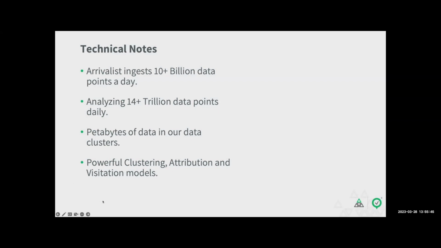And I just wanted to briefly touch on some of the technical aspects of our decision making for visualizations. Here at Arrivalist, we ingest over 10 billion data points daily from our data providers. On any given day, we analyze over 14 trillion data points. This leads to having petabytes of data available. But the real question is, how do you find the signal in the noise that solves your client's needs?